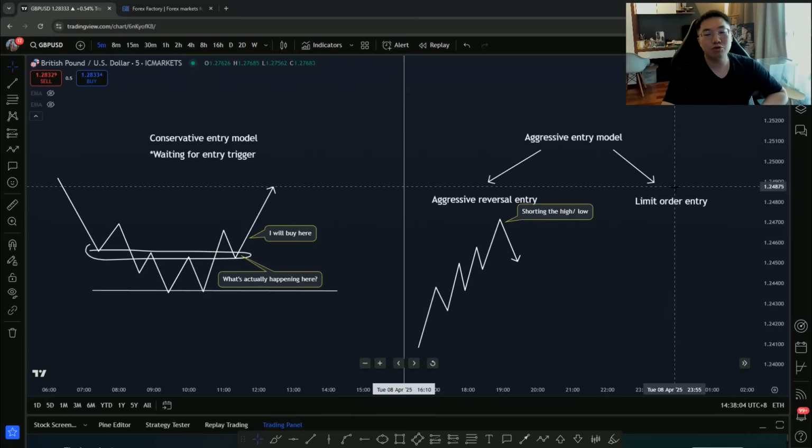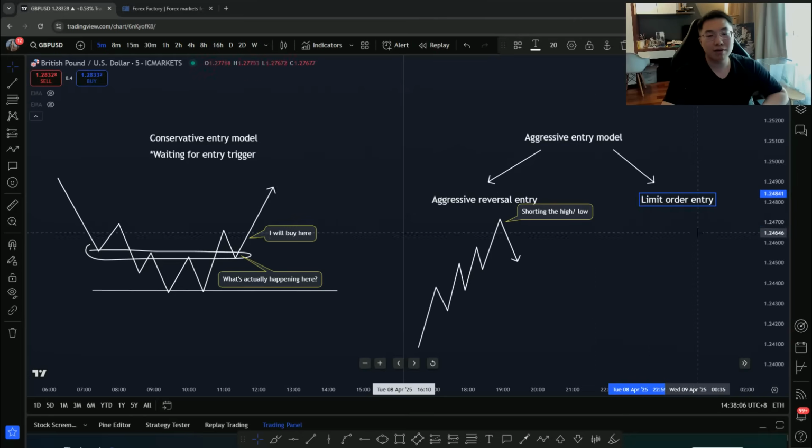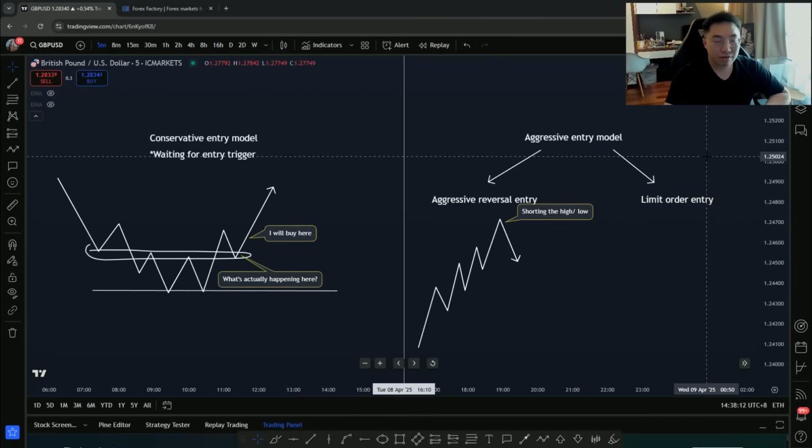Limit order entry, although it is categorized under the aggressive entry model, is considered a very safe one, because before we put on the buy limit or sell limit, we often have to wait for price to give us a lot of confirmation, a lot of evidence before we start placing a limit order.